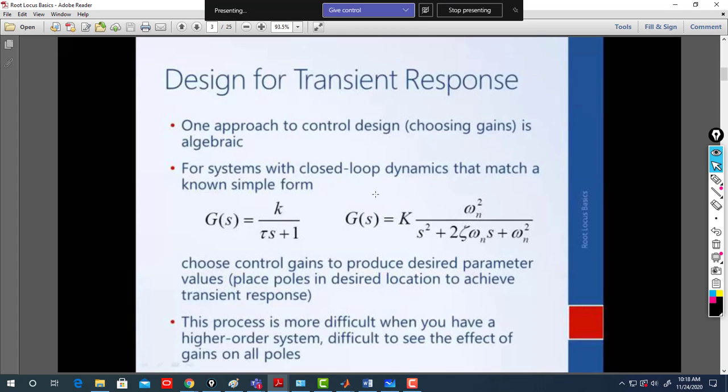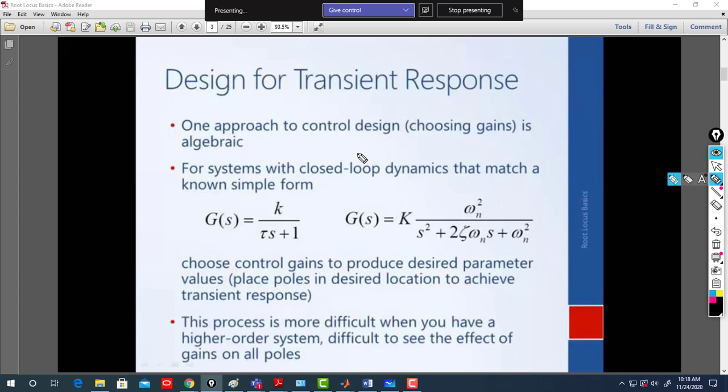So for a system with closed loop dynamics that match a known simple form, first or second order system, we can do the algebraic approach. What we do is choose control gains to produce desired parameter values. So place poles in desired locations to achieve the transient response. And that's what we were doing in our previous chapter, PID. Right, this is the algebraic approach or the pole placement approach.